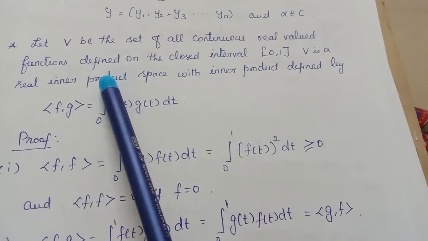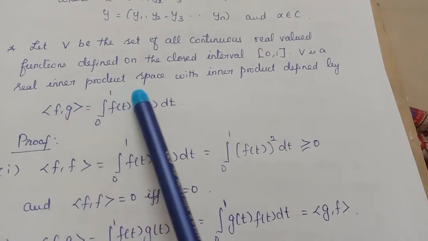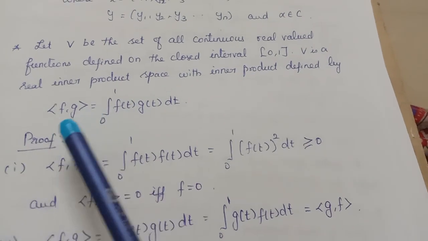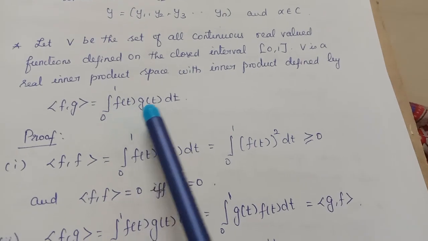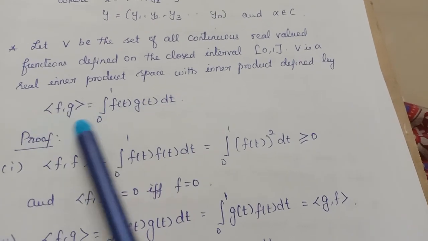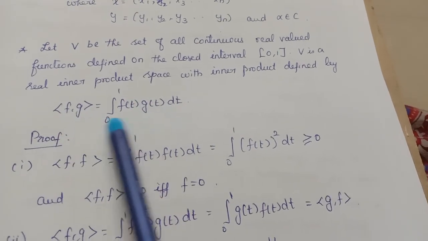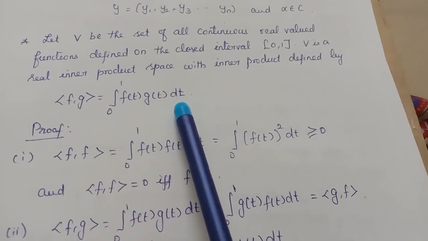Okay, continuous real valued function. V is a real inner product space with inner product defined by, how do we define the inner product of f, g? It is equal to the integral from 0 to 1 of f(t) into g(t) dt. So this is the inner product. We have to check whether this satisfies all the four conditions or not.